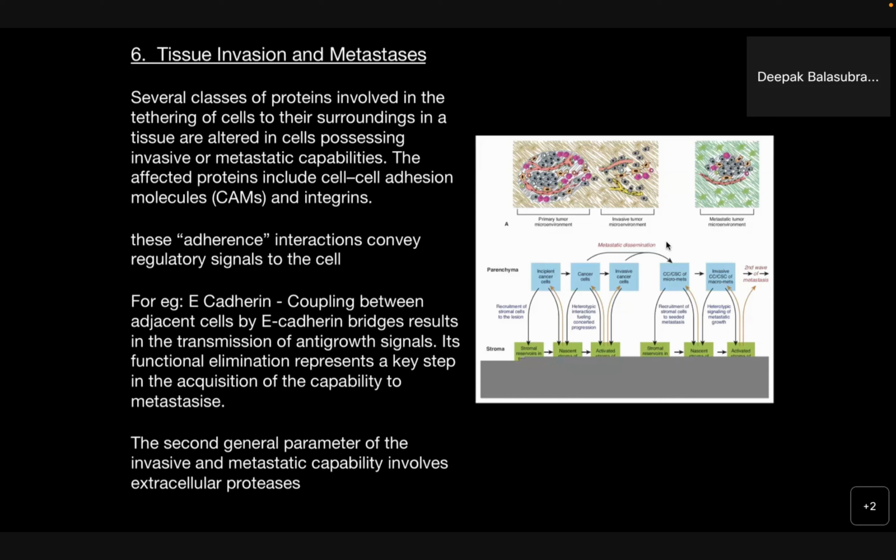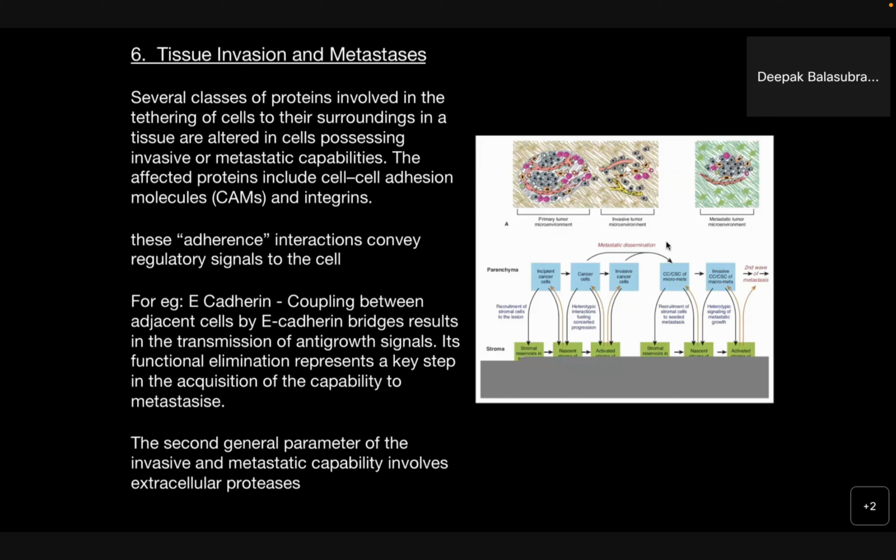This results in a metastatic tumor microenvironment. What basically happens is the cancer cells become invasive because of loss of cell adhesions. Then there is recruitment of the stromal cells, which are needed to seed the metastasis. And then there is macrometastasis. This process is repeated until the second wave of metastasis occurs.